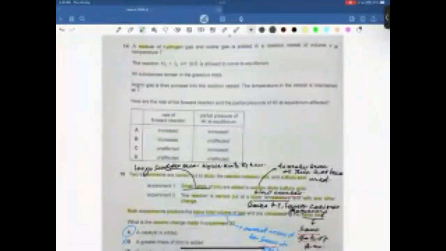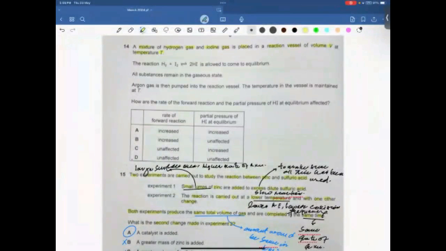A mixture of hydrogen gas and iodine gas is placed in a reaction vessel of volume V at temperature T. The reaction of hydrogen and iodine reacting together, converting into HI, is allowed to come to equilibrium. All substances remain in the gaseous state. Argon gas is then pumped into the reaction vessel. The temperature in the reaction vessel is maintained at T. How are the rate of forward reaction and the partial pressure of HI at equilibrium affected?